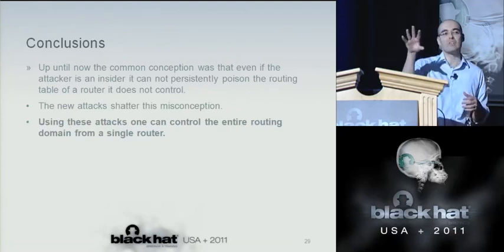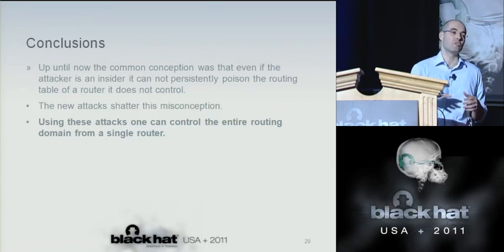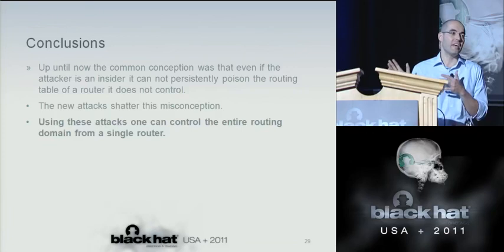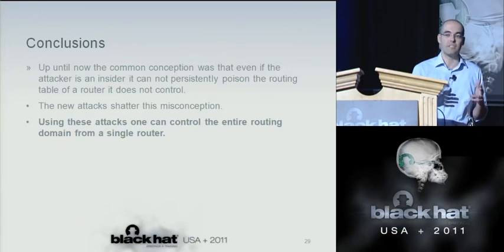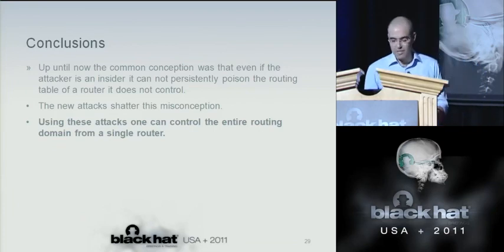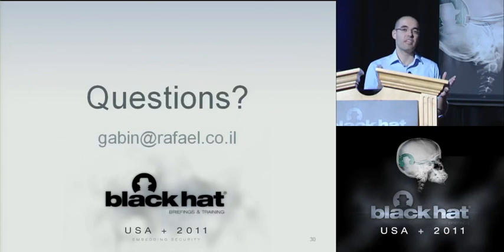And what it basically means is that if an attacker controls a single arbitrary router in the autonomous system, it actually controls the routing process in the entire autonomous system. This is the whole point of this presentation, to show you that a single router can actually control the entire routing in the autonomous system. So, that's it. Any questions?